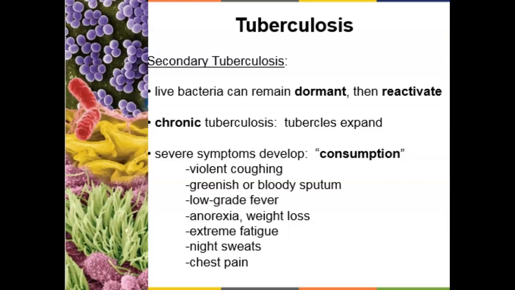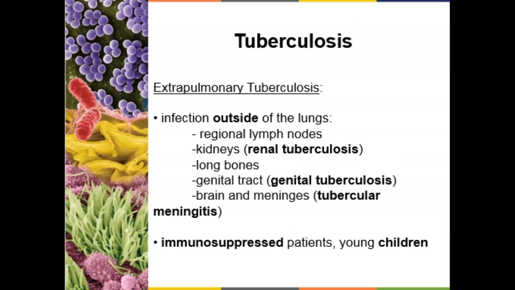Along with that low-grade fever, there can be night sweats, which can be extreme. There's anorexia, weight loss. Your body is just consumed by the disease. All right, and then obviously there's going to be fatigue because all of your cells are not getting the oxygen they need, and then chest pain. So that's secondary tuberculosis, reactivation of primary.